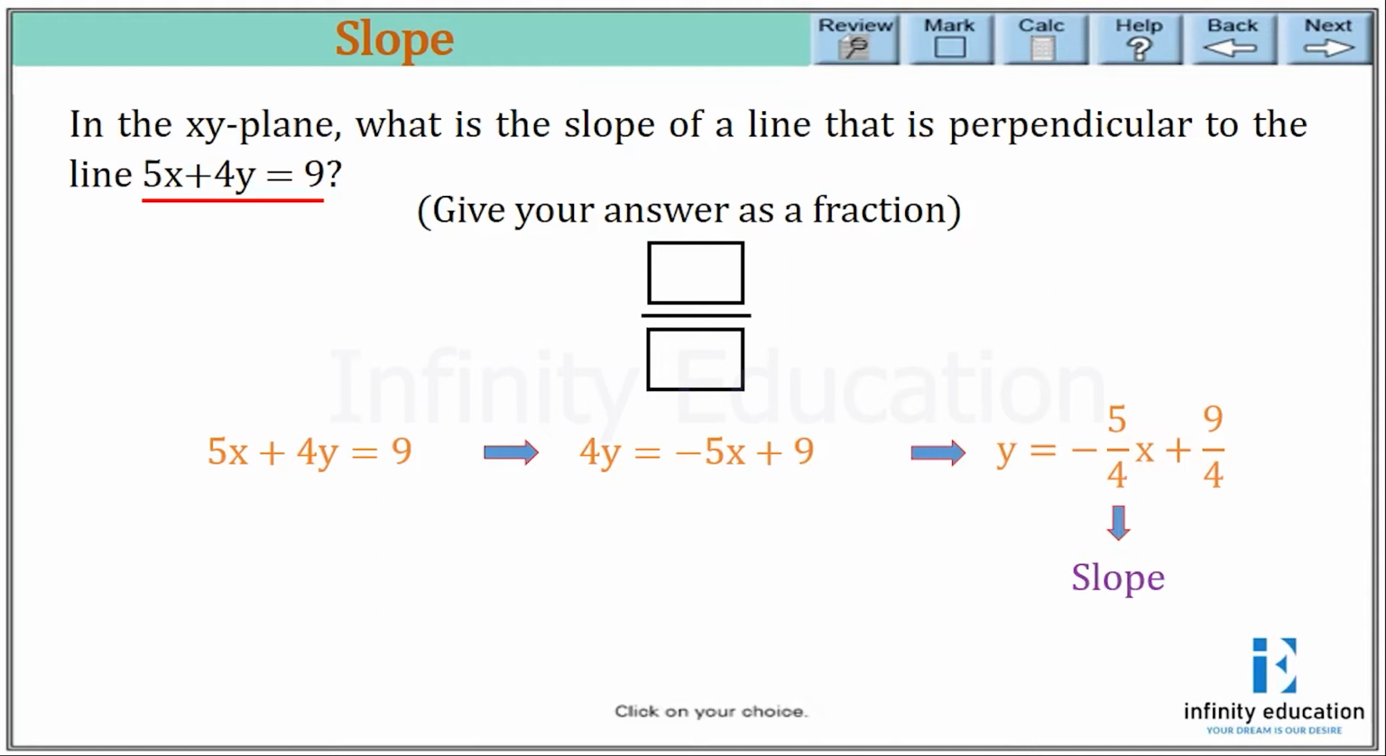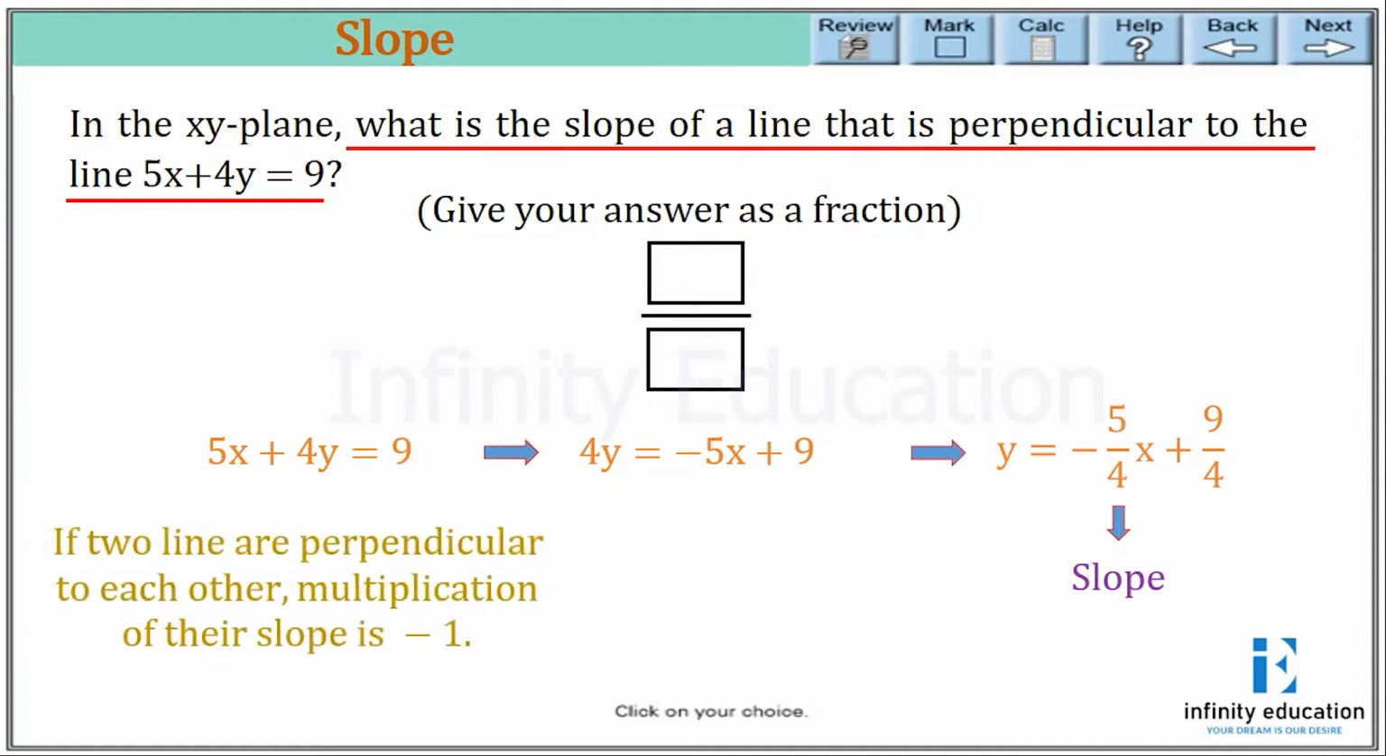Now I need to know the slope of the line which is perpendicular to this line. And we know if two lines are perpendicular to each other, the multiplication of their slopes is -1. So if we consider the new line having a slope of m, then m times -5/4 equals -1. So the slope for the new line should be 4/5. So our answer is 4/5.